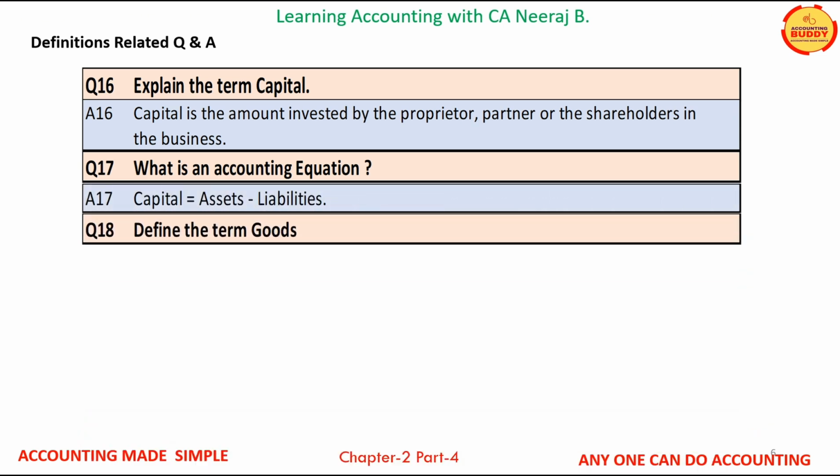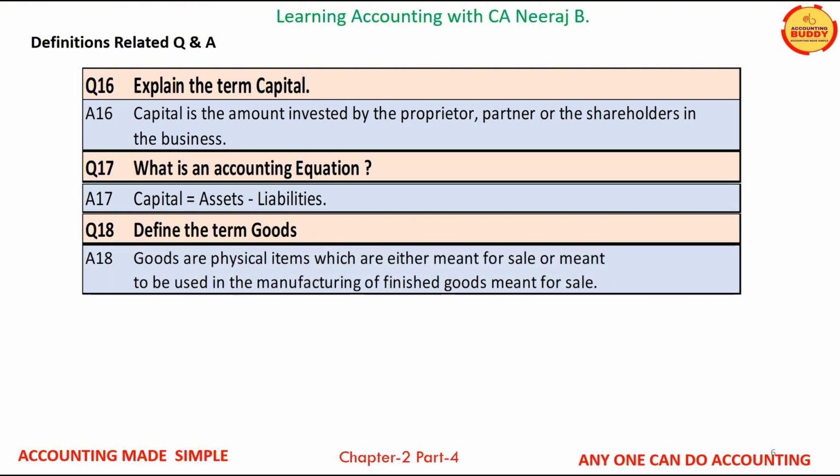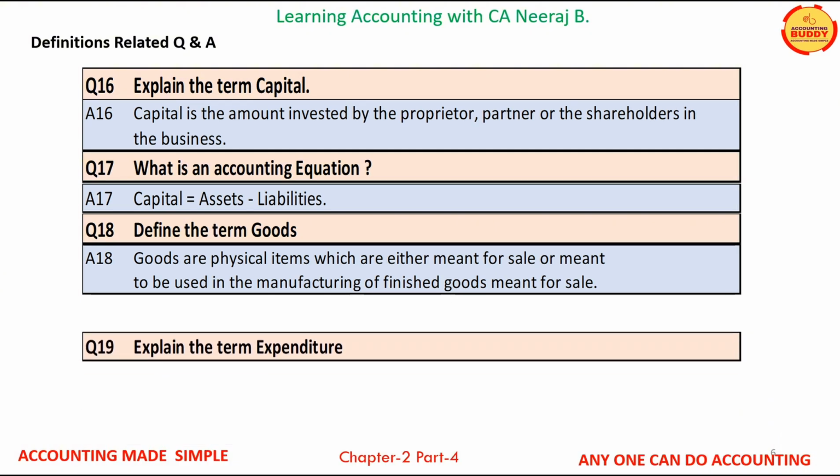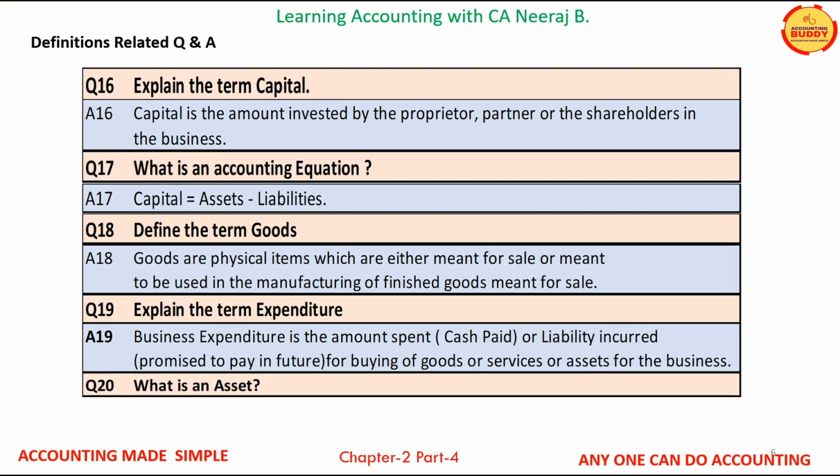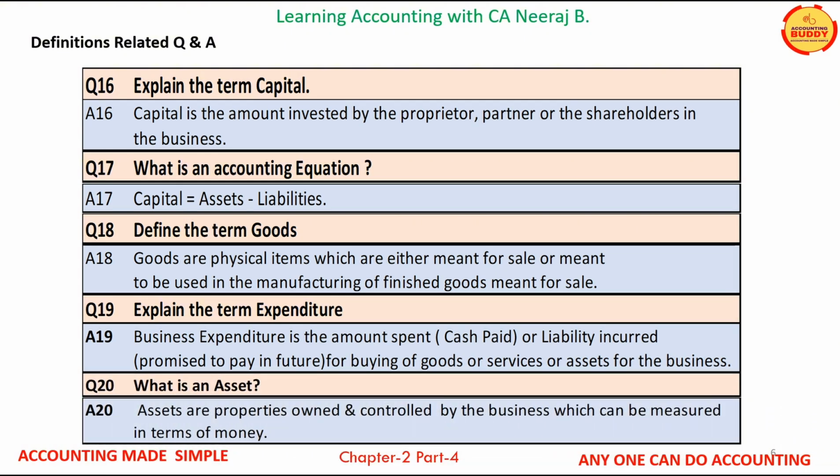Question number 18. Define the term goods. Goods are physical items which are either meant for sale or meant to be used in the manufacturing of finished goods which are again meant for sale only. Question number 19. Explain the term expenditure. Business expenditure is the amount spent or liability incurred for buying of goods or services or assets for the business. Question number 20. What is an asset? Assets are properties owned and controlled by the business which can be measured in the monetary terms.